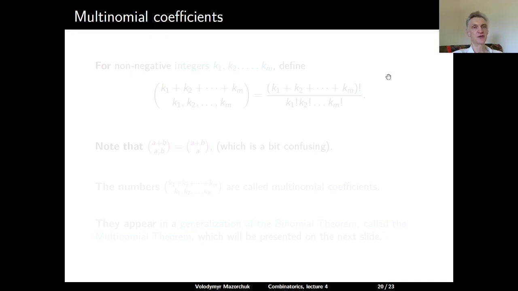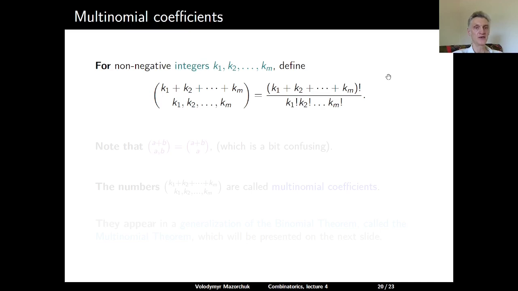There is a generalization of binomial coefficients, which is called multinomial coefficients, which we briefly discuss at the end today. So for non-negative integers k1, k2, and so on, km, define k1 plus k2 plus and so on plus km, choose k1, k2, and so on, km, this kind of symbol, as k1 plus k2 plus and so on plus km factorial divided by k1 factorial, k2 factorial, and so on, km factorial.